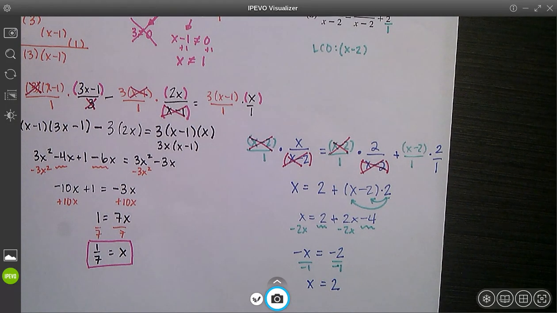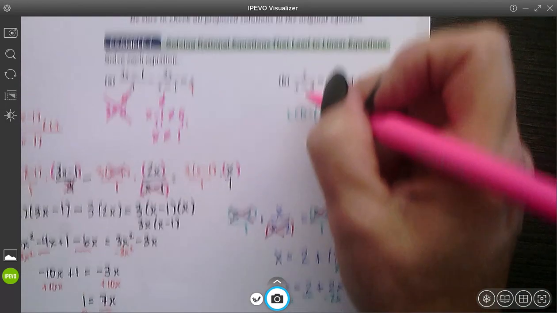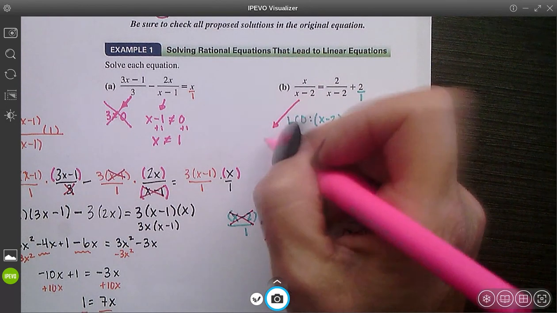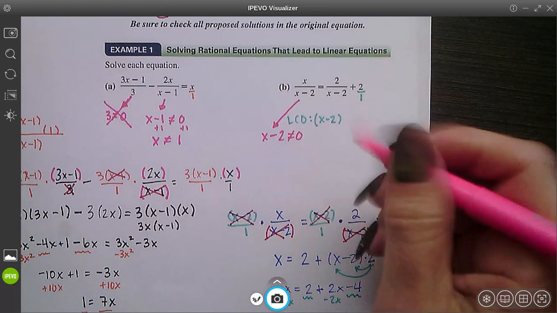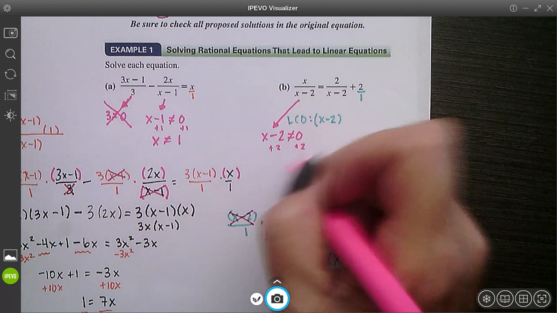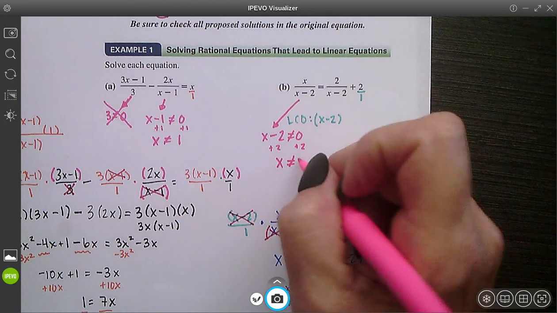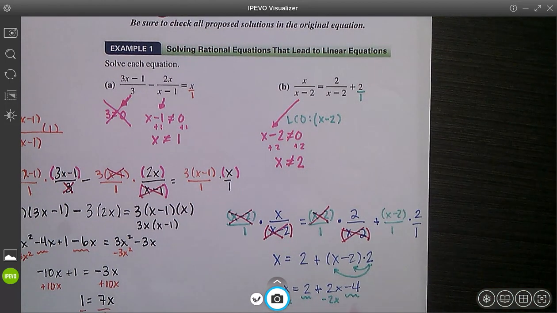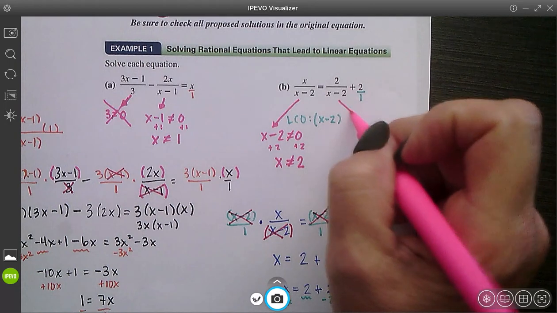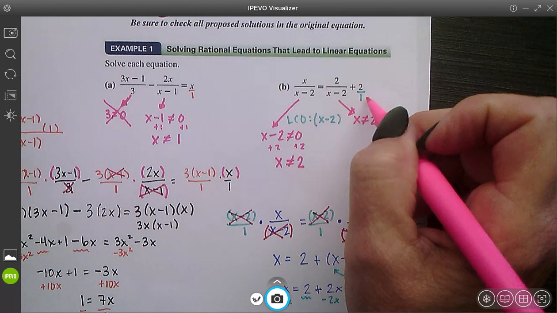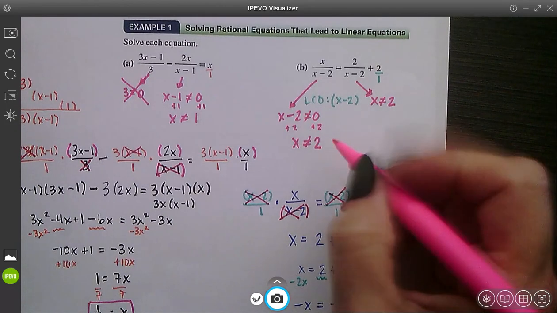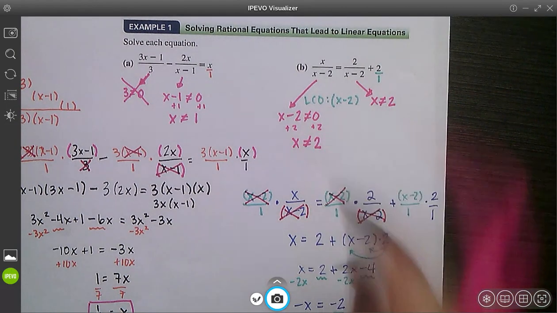Guess what, guys? I forgot to check the extraneous value, or the excluded values again, but it's not too late. We'll go up to the denominators, and I will set each denominator not equal to 0. So I get x minus 2 cannot equal 0, which gives me the excluded or restricted value that x is not allowed to equal 2. This one here is the same. x cannot equal 2. And this one here I ignore because it didn't have a variable. So my restriction is that x cannot equal 2.